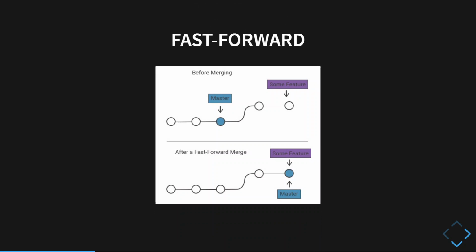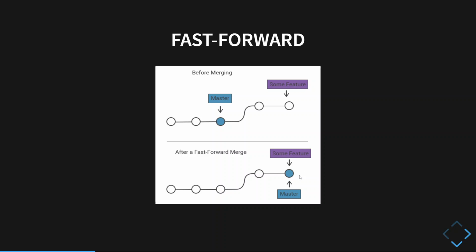So the first one is fast forward. If you have your initial master branch and you make a new branch to create some new feature, when you want to push those changes to your master branch, you can do what's called a fast forward merge. All that does is move that blue master, as you can see here, up to the same spot as the feature.